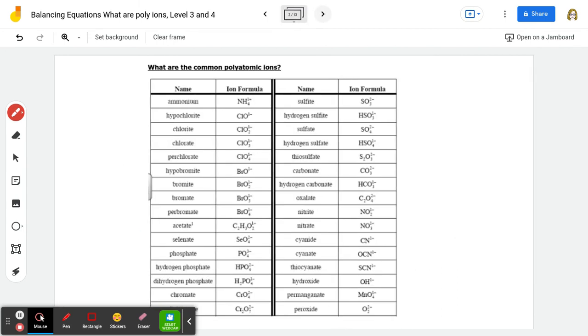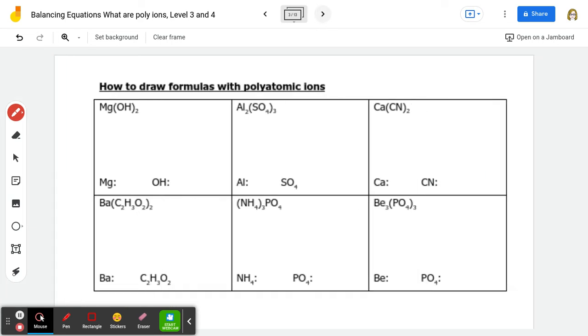This is just a list of all the different polyatomic ions that you might see. You actually have a copy of this in your notebook, at least you should. So what you're going to do here is draw these with branches, and this is the way that I want you to think about them when you balance the equations when you have a polyatomic ion.